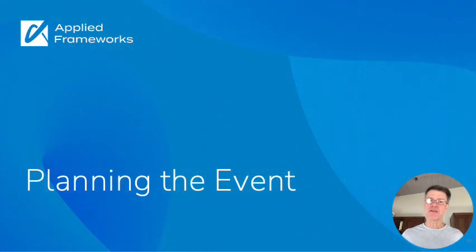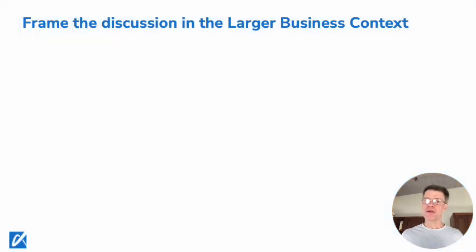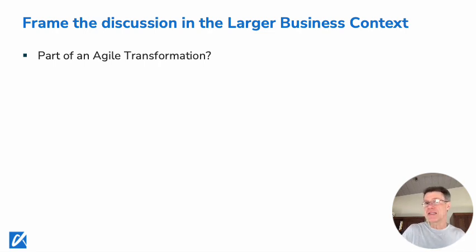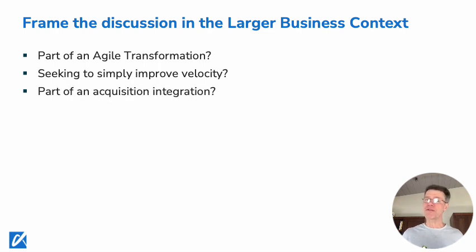So let's talk about how you would plan a visible architecture event. First, you want to frame the discussion in the larger business context. Is it part of an agile transformation? Is it in the beginning? Is it in the middle? Is it at the end? Have you been doing SAFe a while, or are you new to SAFe? Are you seeking to simply improve velocity, or are you part of something else? Like maybe you're acquiring a company or you're integrating a company.